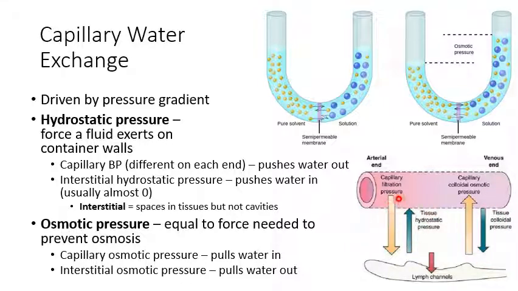So each of those is opposed to the other, right? The two hydrostatic pressures are pointing opposite ways, and the two osmotic pressures are pointing opposite ways. So they're going to cancel each other out to some extent, and depending on which ones are stronger, that'll determine whether water is leaving the capillaries or entering the capillaries. And then finally, it's important to remember that your capillary blood pressure is higher on the arterial end and lower on the venous end of the capillary. And that's going to affect whether water moves in or out on each end of the capillary.